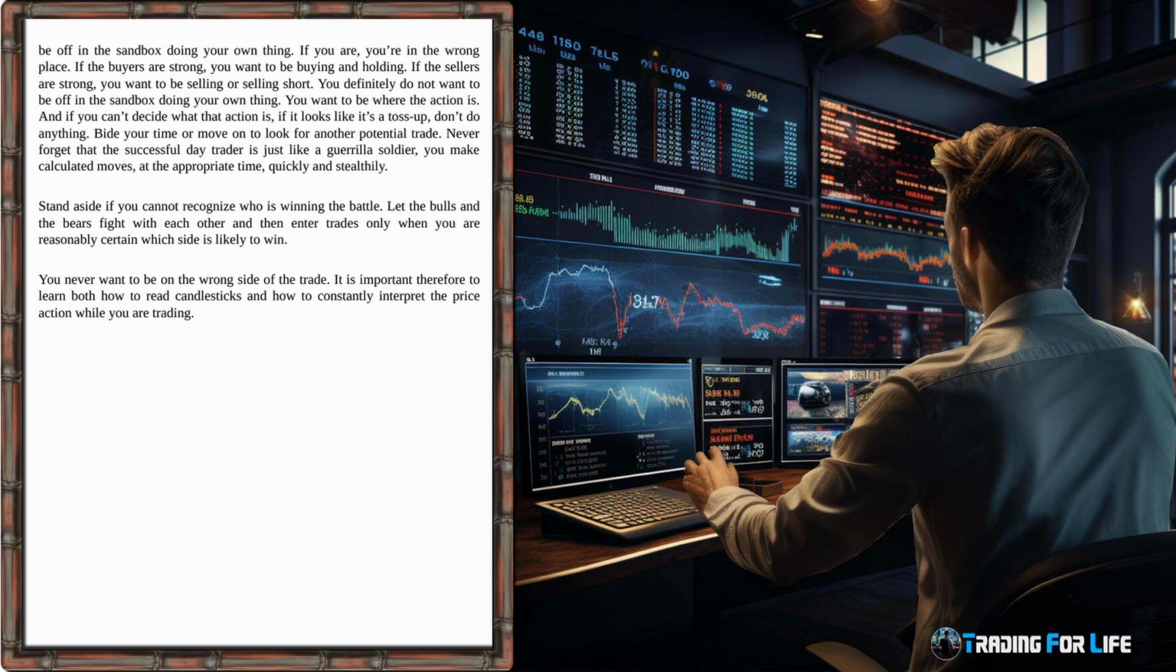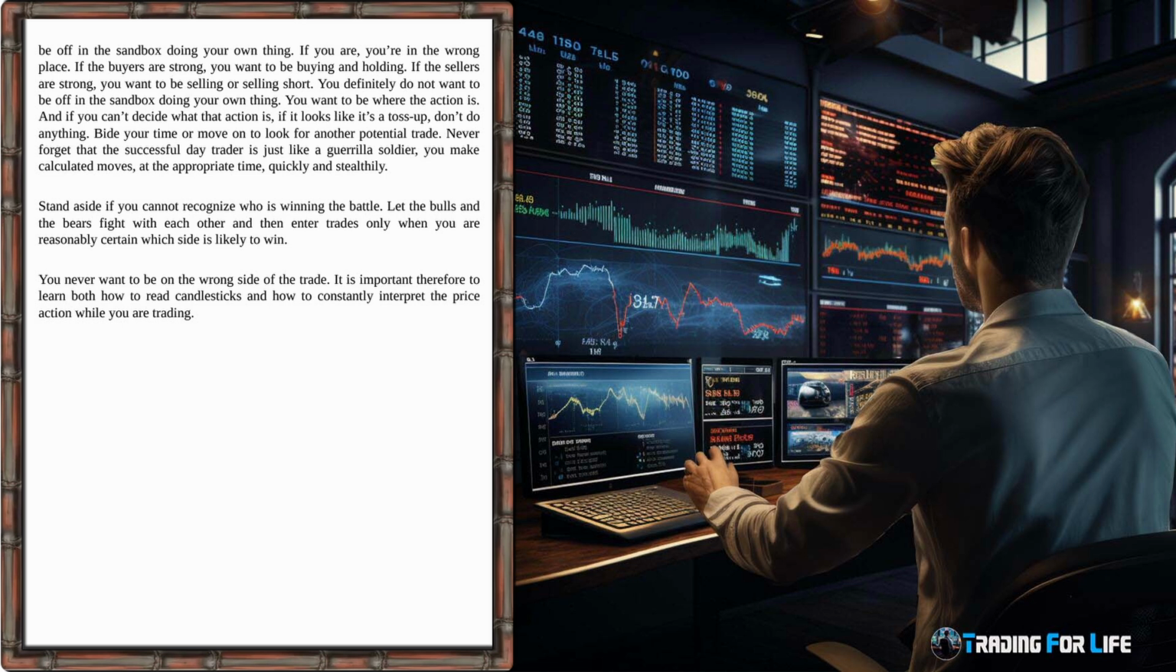And if you can't decide what that action is, if it looks like it's a toss-up, don't do anything. Bide your time or move on to look for another potential trade. Never forget that the successful day trader is just like a guerrilla soldier. You make calculated moves at the appropriate time, quickly and stealthily. Stand aside if you cannot recognize who is winning the battle. Let the bulls and the bears fight with each other, and then enter trades only when you are reasonably certain which side is likely to win. You never want to be on the wrong side of the trade.